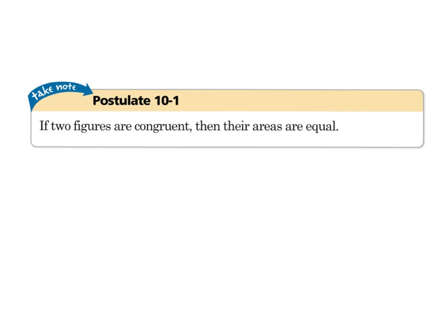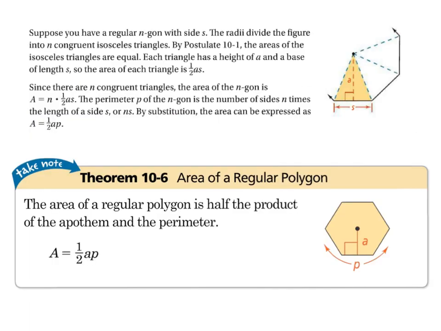All right, the next postulate is 10.1, and it says if two figures are congruent, then their areas are equal. Suppose we have a regular n-gon with side s. The radii divide the figure into n congruent isosceles triangles. So here's an isosceles triangle. By postulate 10.1, the areas of the isosceles triangles are equal. So this one is equal to this, which is equal to this. Each triangle has a height of a and a base length of s.